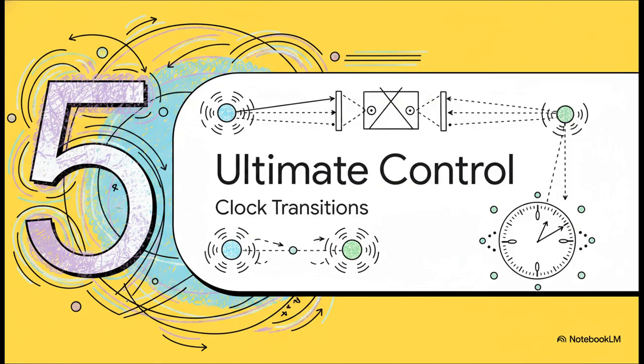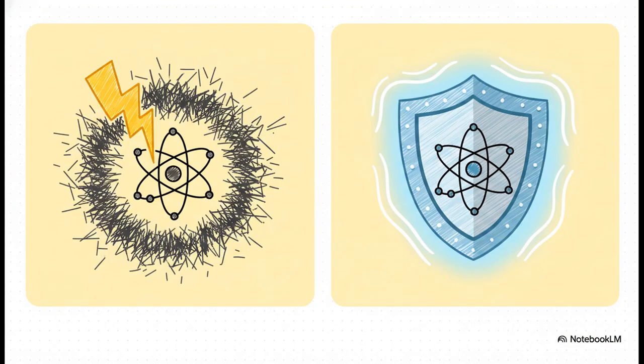Fine structure and clock transitions, ultimate control. We are now entering the most precise level of quantum engineering. Basically, we have 2 main ways to store information in an ion. The fine structure uses relativistic effects to split energy levels. It allows for incredibly fast operations using lasers, but unfortunately, it's highly vulnerable to that magnetic noise we just discussed.